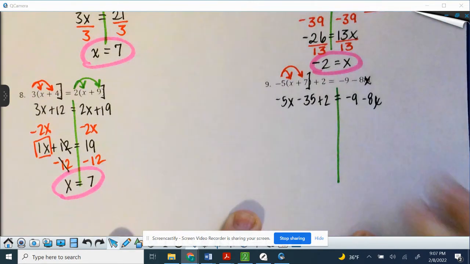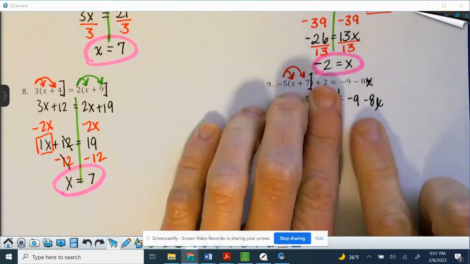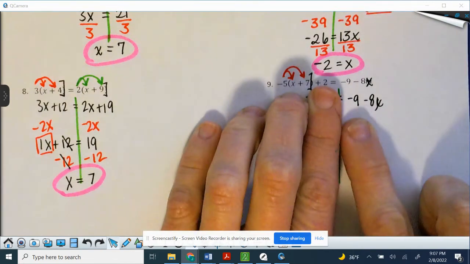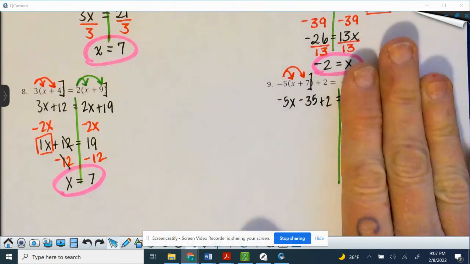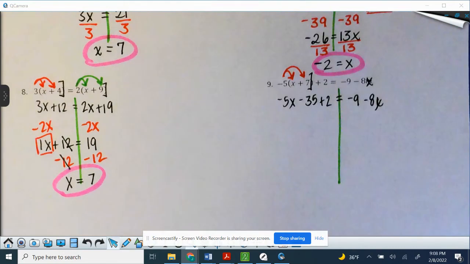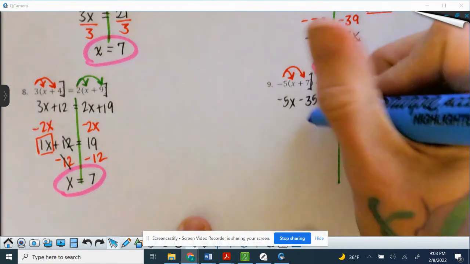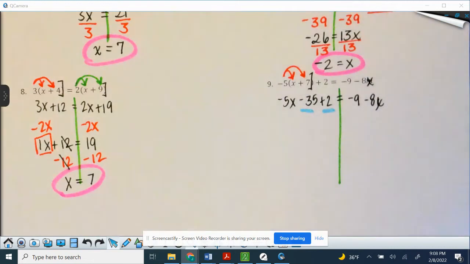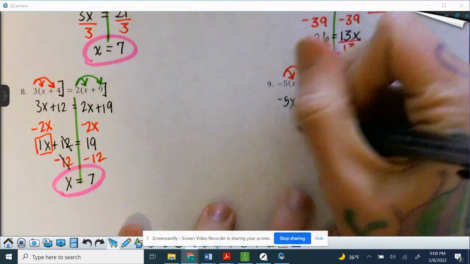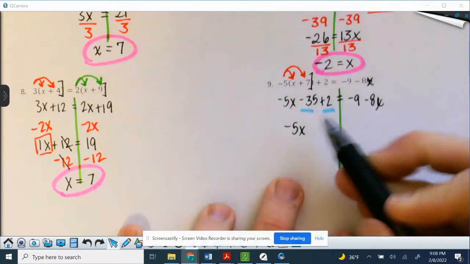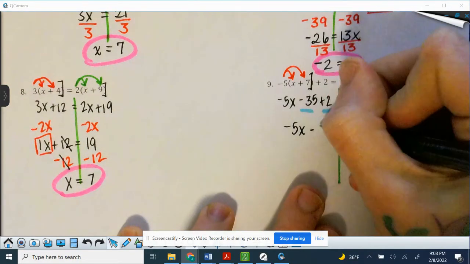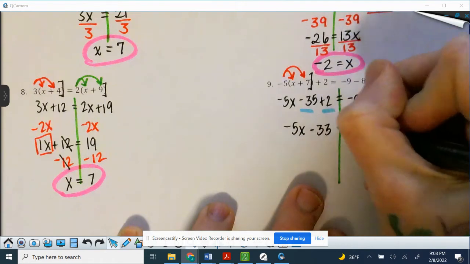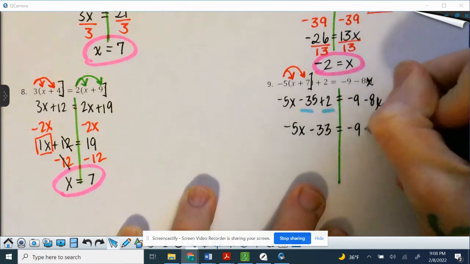All right, so we're going to check each side. So that negative 9 minus 8x, that's a variable and that's a constant. So those two are not like terms. So if we look at our left side, is there any way we can combine or clean things up? Yep, so we have constants again, that negative 35 and that positive 2 are like terms. So we can simplify that, or like I like to say, clean it up. So negative 5x, negative 35, I owe you $35 and I pay you 2. That means I owe you 33 still. And I still have my negative 9 minus 8x.